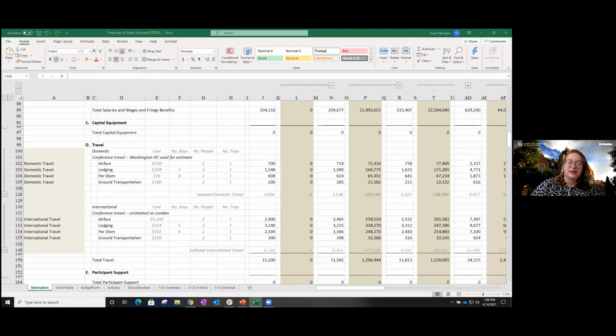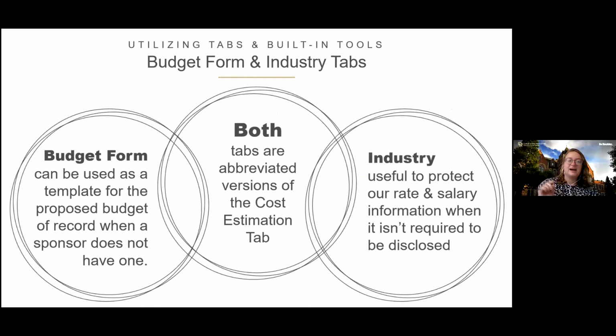And so the next thing we're going to talk about are 2 additional tabs that we have. There's the budget form tab and the industry tab. Both of these are abbreviations of our full estimation tool that reduce the visible information. We would use these if the sponsor doesn't require things like our fringe rate be disclosed. That information is public record, but if we don't have to put it on there, sometimes the preference is to just leave it off for the time being. It also does sum down some of our categories.